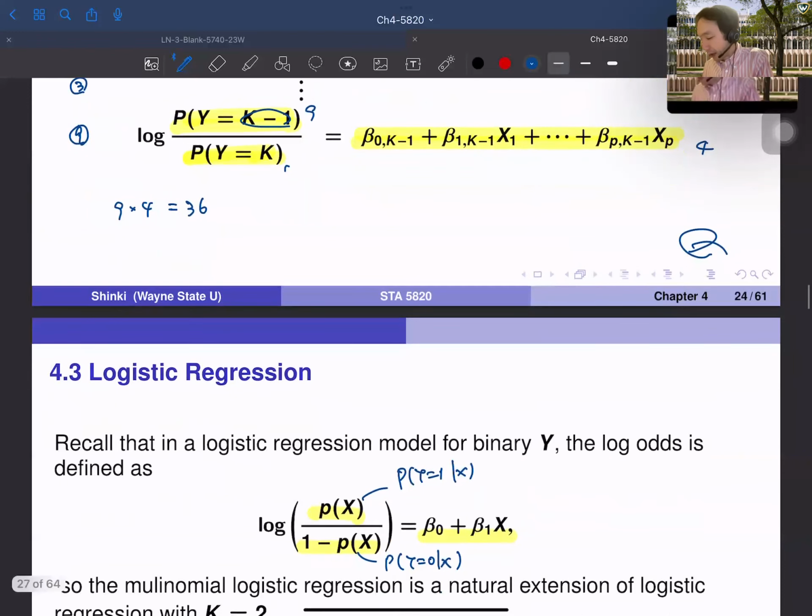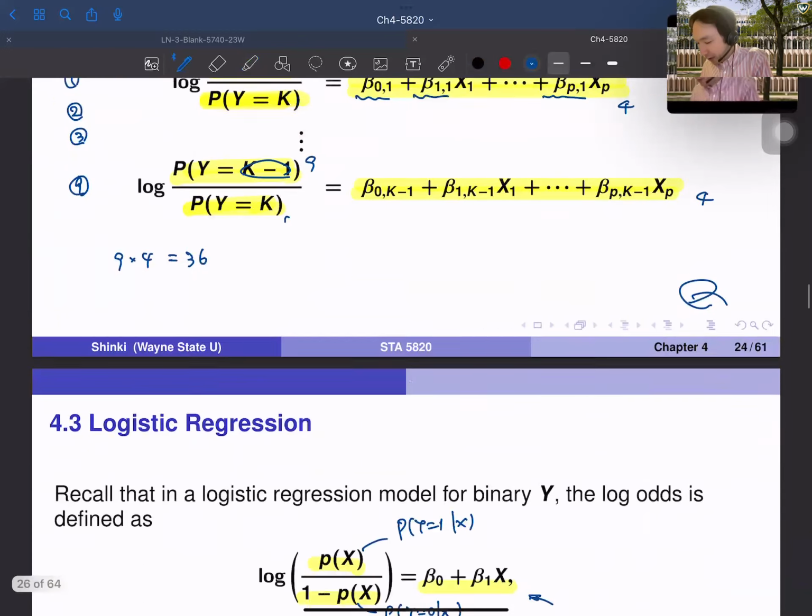And the total probability should be 1. So actually those k minus 1 models are sufficient to identify the probabilities. Right? So think about this. If we have 10 categories, maybe 10 categories is too much.